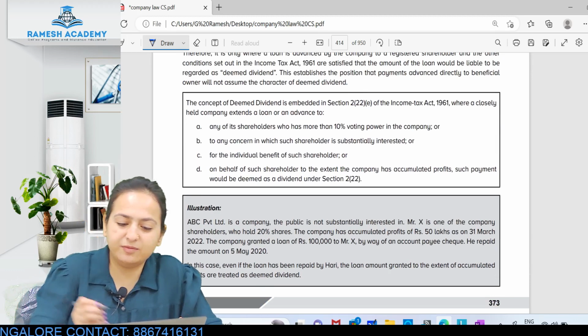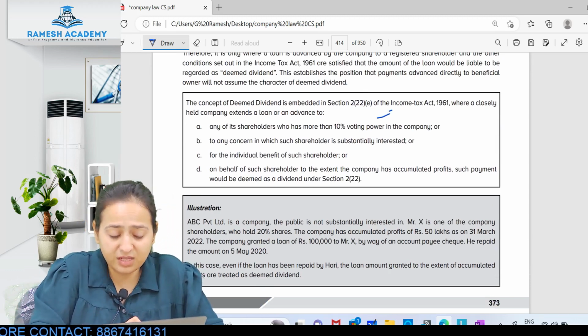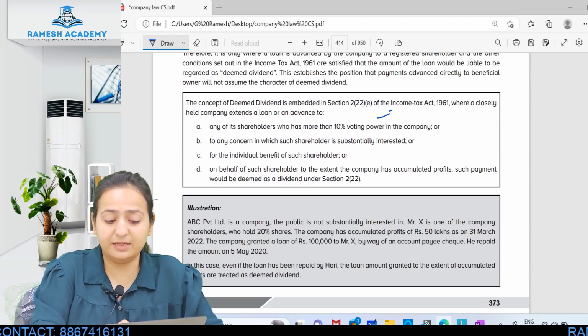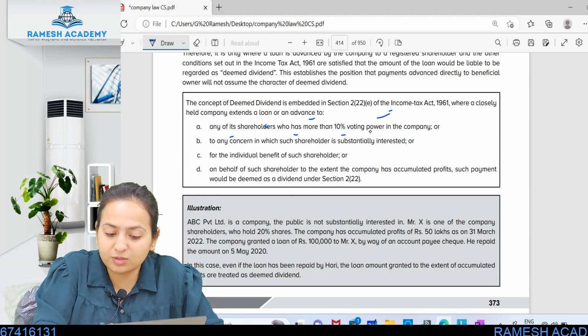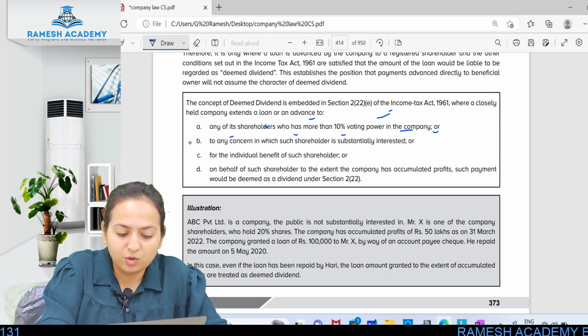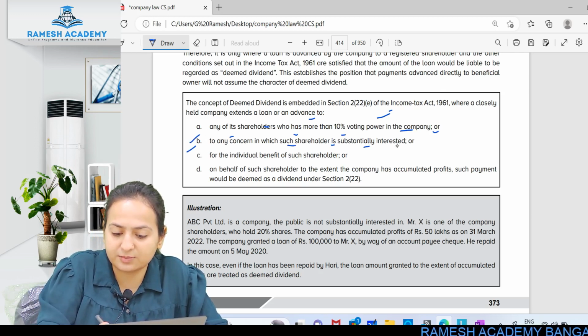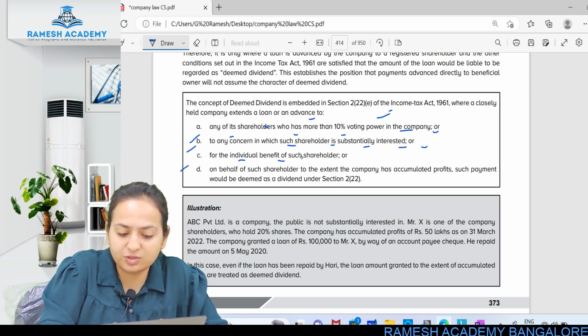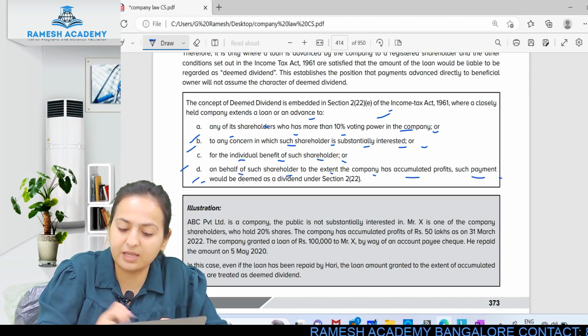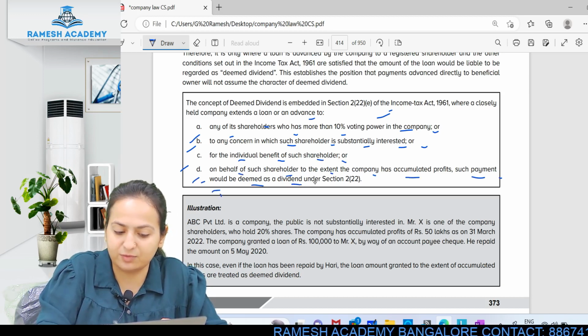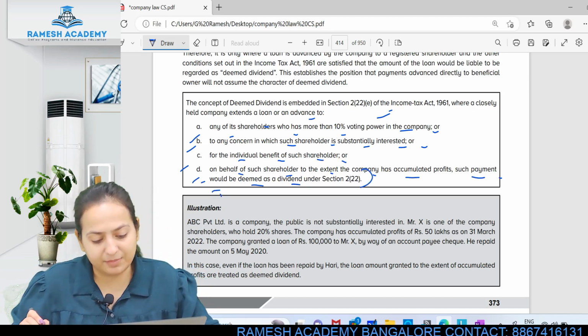Here is the concept of deemed dividend, where a closely held company extends a loan or advance to any of its shareholders who has more than 10% of the voting power, or to any concern in which the shareholder is substantially interested, for the individual benefit of the shareholder or on behalf of the shareholder, and the company has accumulated profit. Such payment would be deemed as a dividend.